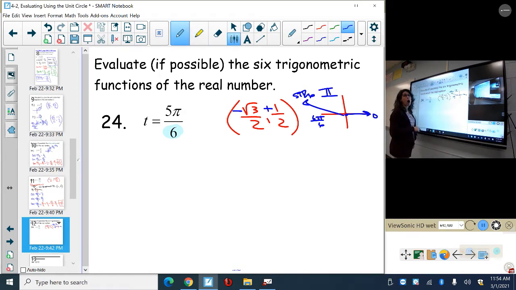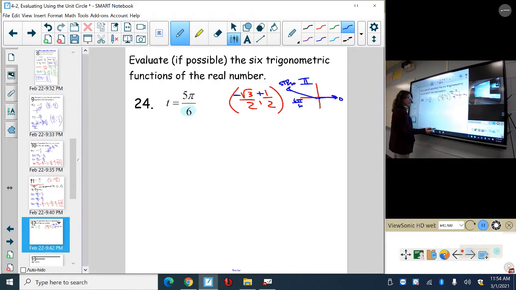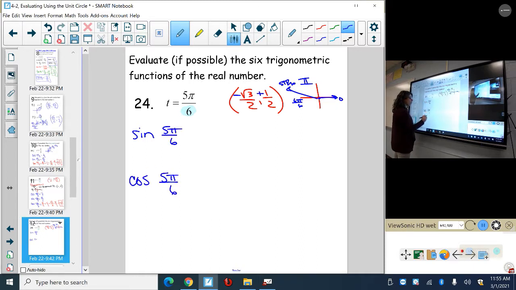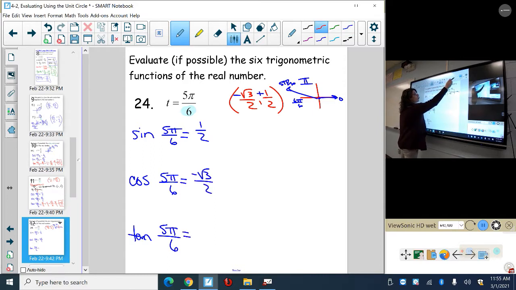So I need to do all 6 trig functions. So I'm going to go ahead and write sine of 5 pi over 6, cosine of 5 pi over 6, and then tangent of 5 pi over 6. Now, does everybody understand that I wrote sine first instead of cosine? I did that strategically because I know that tangent is sine divided by cosine, so I put that first. So I have 1/2, I have negative square root of 3 over 2, and then this one, watch. The 2's cancel out, and I'm left with negative 1 over the square root of 3. Okay? That's a nice little trick for you.